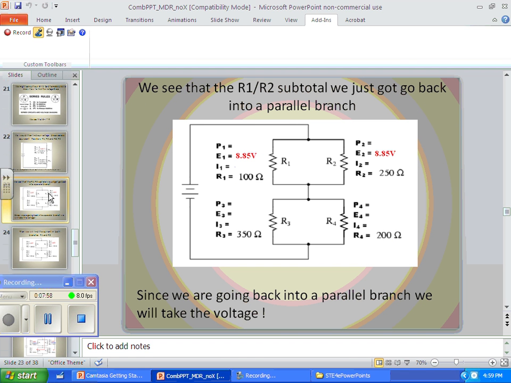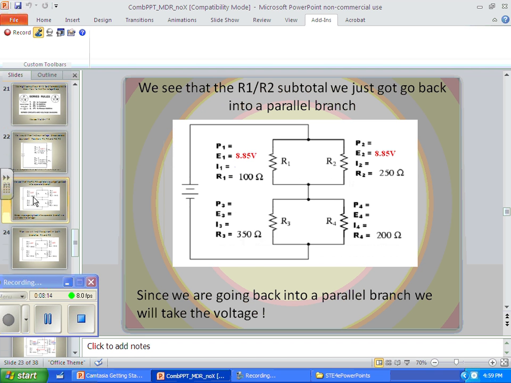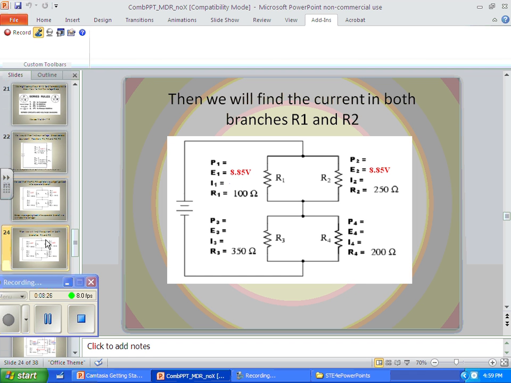Okay, that's probably what we should go do. Let's go to this slide, and we plugged in our voltages, and it's a parallel branch on the top, right? And we have different current amounts. So if we go back to our 3x5 card for a moment, we can see that we're going to divide our 8.85 by 250 or 100. And on the left, we can see that's pretty simple. We're just going to move our decimal place to the left, right? Okay. So let's go down to the next slide.